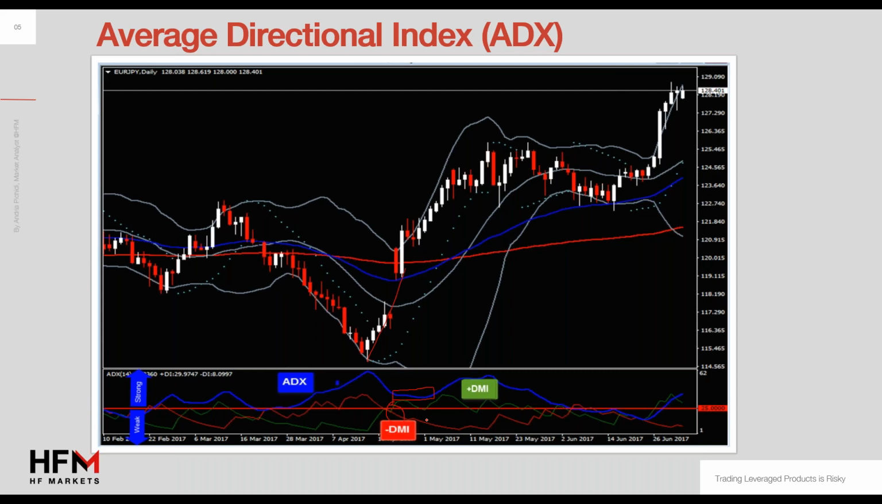So it's a combo of things with ADX. You need to check your candles, your price action in general, check your ADX, and if your ADX is above 25, then you can check also your DI lines.